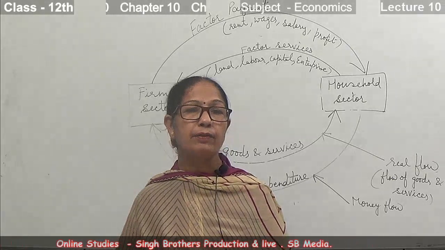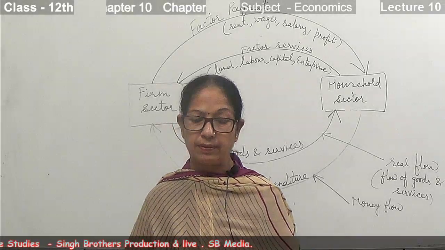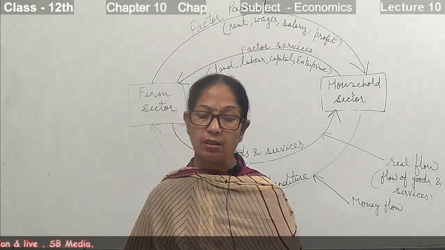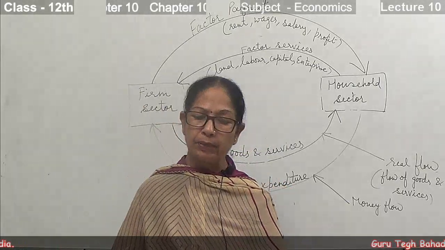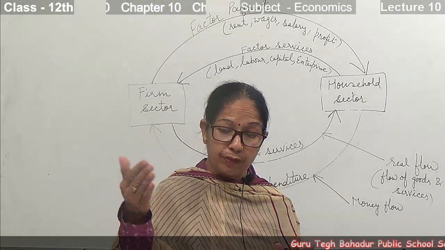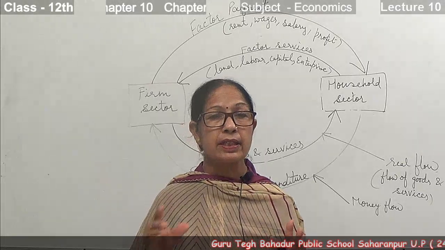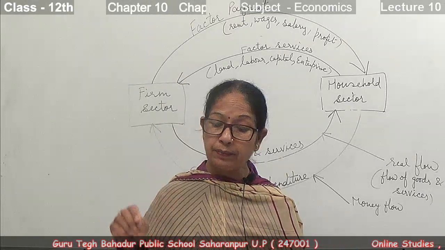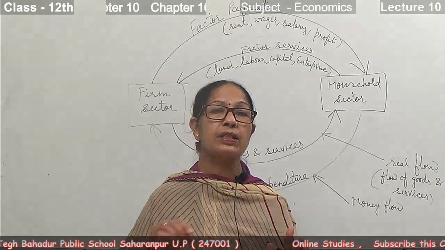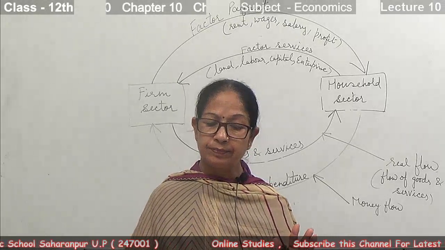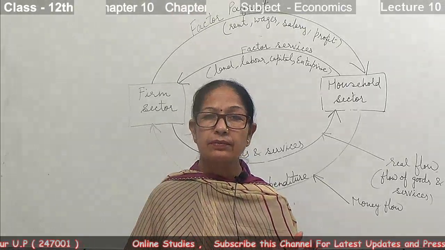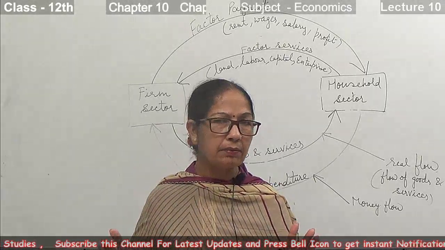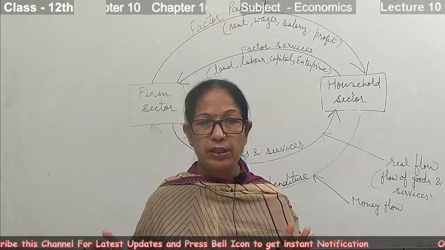Next term we have to read is leakage and injections. These are very important terms. What is leakage and what is injection? Now see the meaning. A leakage is the amount of money which is withdrawn from the flow of income, whereas injection is that amount of money which is put into the flow of income, which is added to the flow of income. For example, सर्कुलर फ्लो ऑफ इनकम है, इनकम सर्कुलेट करती रहती है, एक हैंड से दूसरे हैंड में इनकम हमेशा सर्कुलेट करती रहती है, सर्कुलेशन में रहती है.